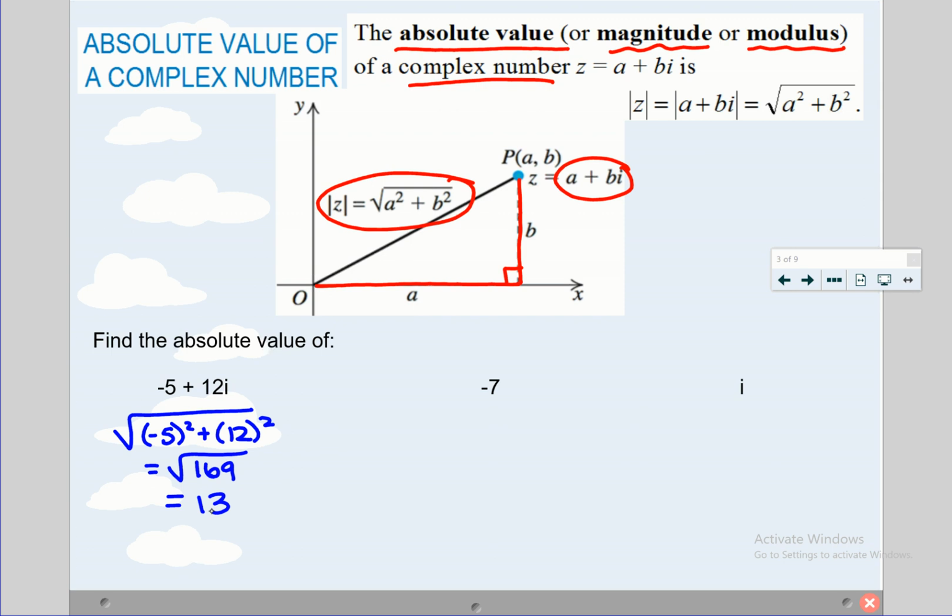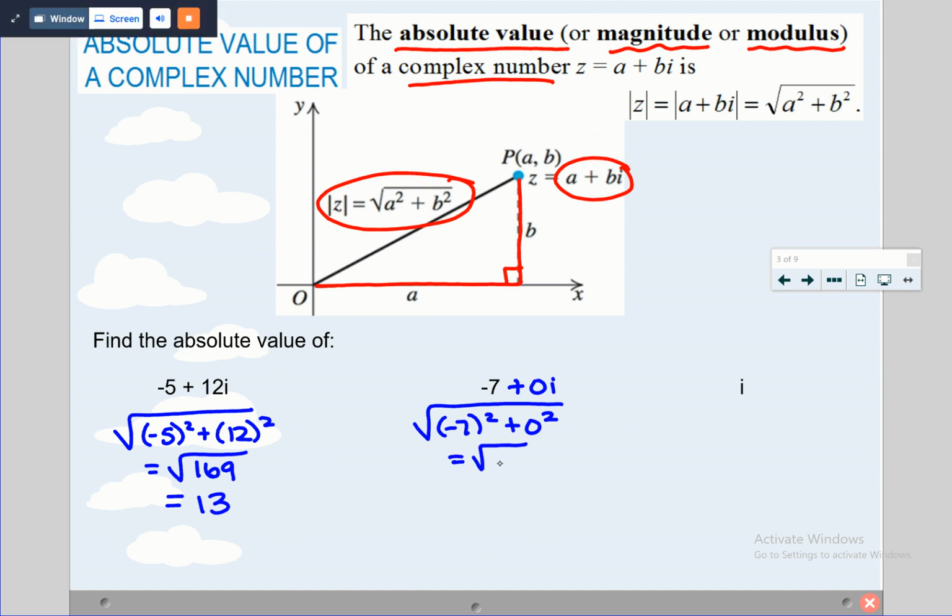And it's always going to be positive because it's a distance that we're calculating. All right, we know the absolute value of -7 is 7. You can use this formula too, though. This works for all kinds. I can do -7 squared plus 0 squared. 0 is the imaginary component on that number if I write -7 plus 0i, right? So -7 squared would be 49, plus 0 squared is still 49. And you can see we get 7.